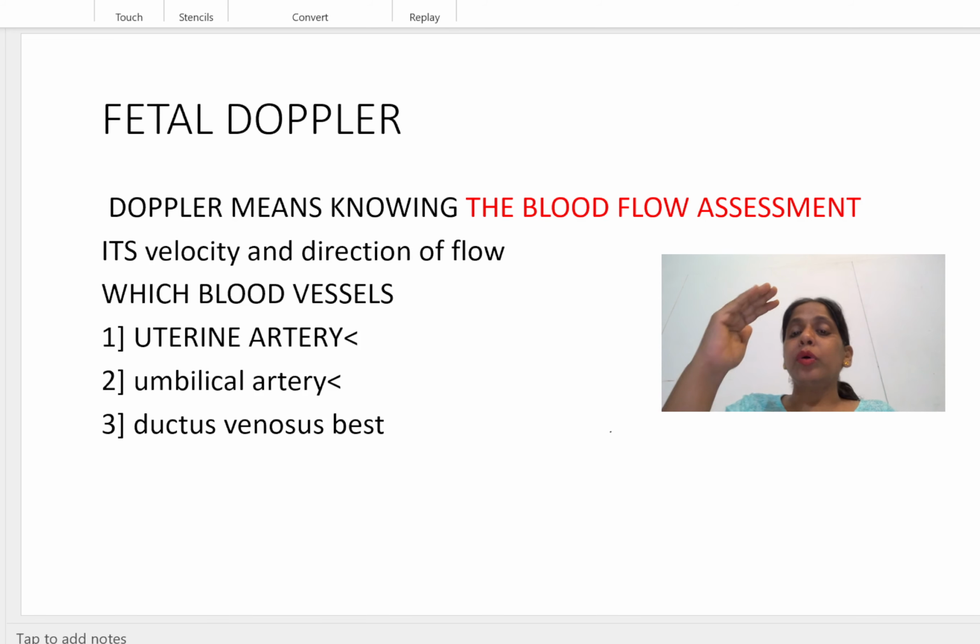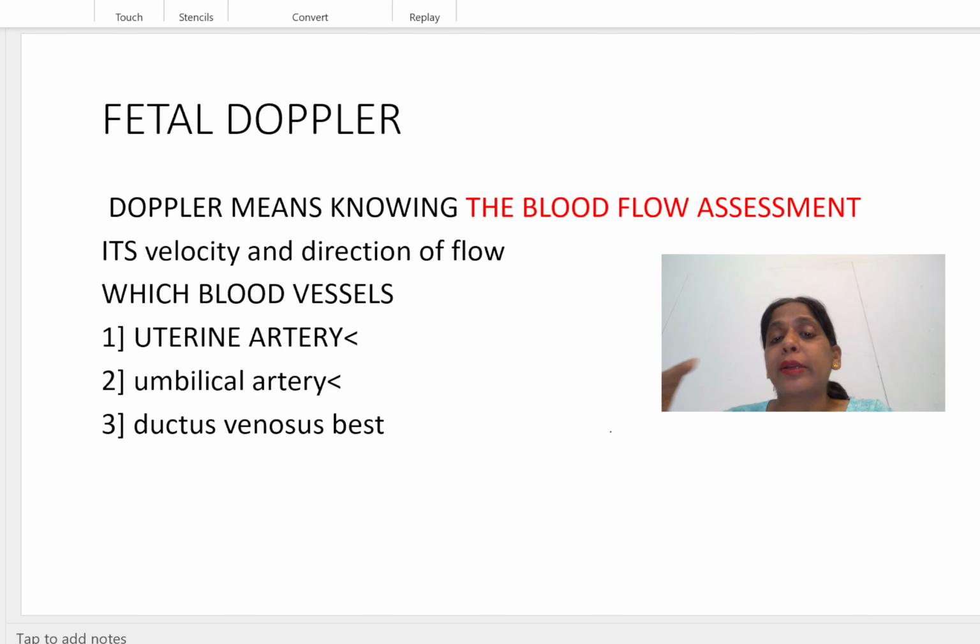These are in ascending order of importance. Of course, all 3 are important, but the least important is the uterine artery. The uterine artery is the artery which is supplying the fetus, so if there is any problem in the uterine artery, there are high chances that the fetus is going to suffer.